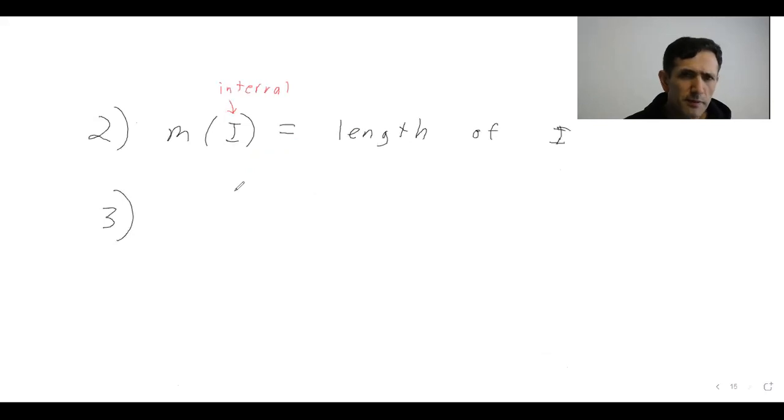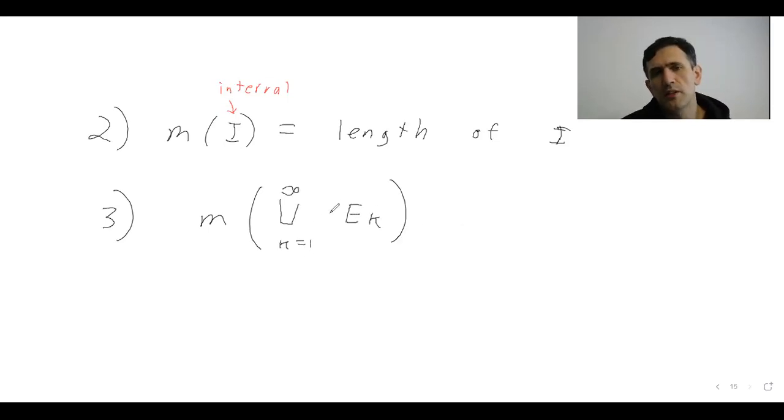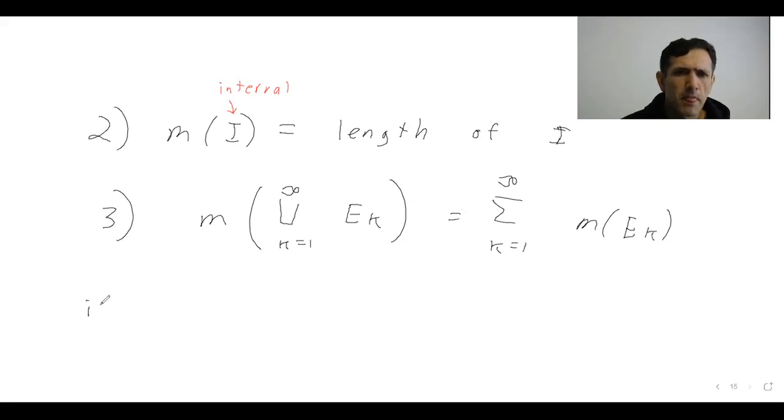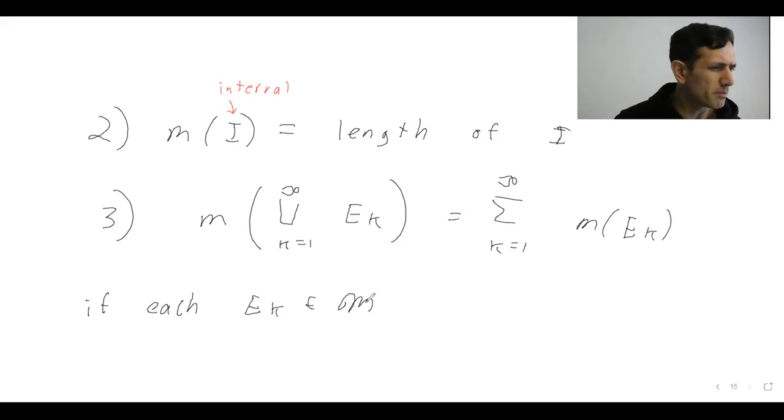Okay, 3. We actually proved quite a bit more, but this is really what you want and care about. If the EK are measurable, then we know the disjoint union is measurable. Any countable union of measurable sets is measurable. Well, this is just going to be the sum of the Lebesgue measure of EK, and this is if each EK is in script M.